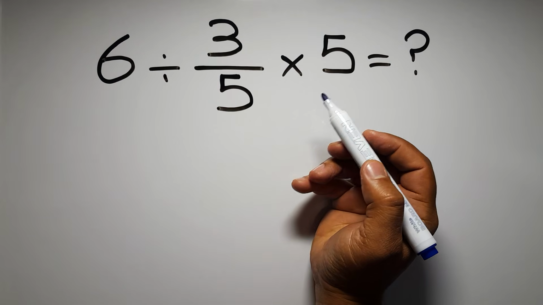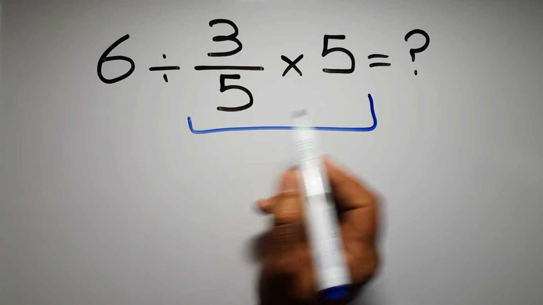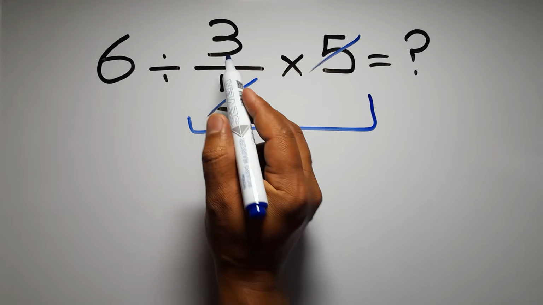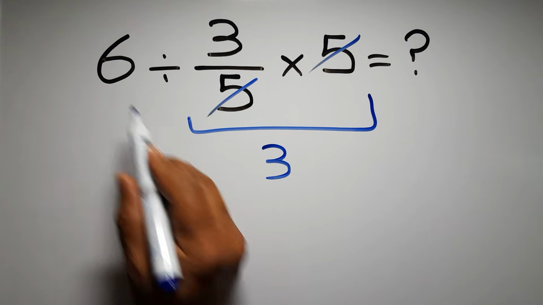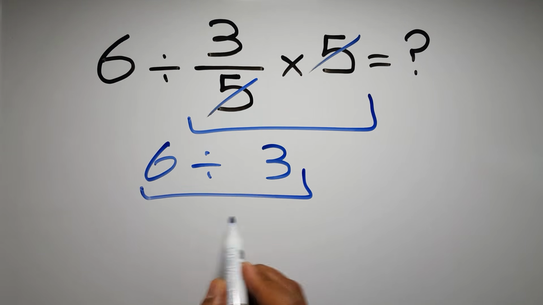First, we do this multiplication. 3 over 5 times 5. We can easily cancel this 5 and this 5. So we have just 3. And 6 divided by this, 6 divided by 3 gives us 2.